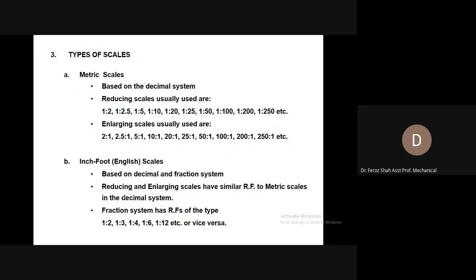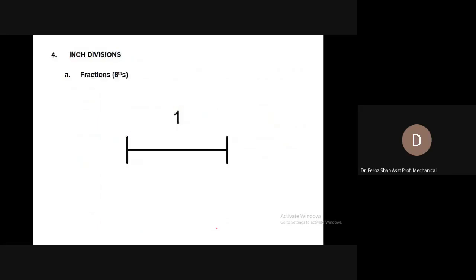Now, in English system, the representative fraction can be in this form 1 ratio 2, 1 ratio 3, and so on, and vice versa for the enlarging scale. Now, you can make your own cardboard scale and can make any number of fractions for 1 unit.